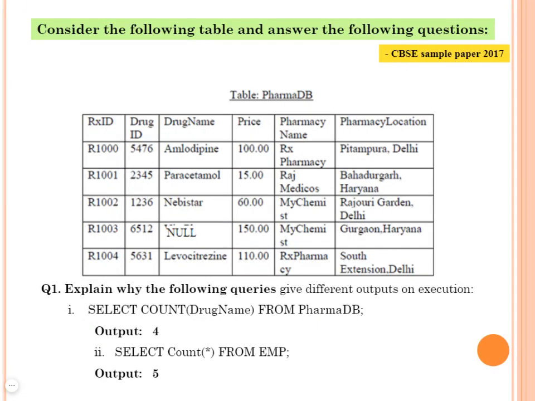Next is your evaluation part. Consider the following table and answer the following questions. These are from the CBSE sample paper 2015. PharmaDB is the table. Question number 1, explain why the following queries give different outputs on execution. First one is SELECT COUNT(drugname) FROM PharmaDB. The output is 4. SELECT COUNT(*) FROM EMP. The output is 5. Why are the outputs different? You have to tell this.